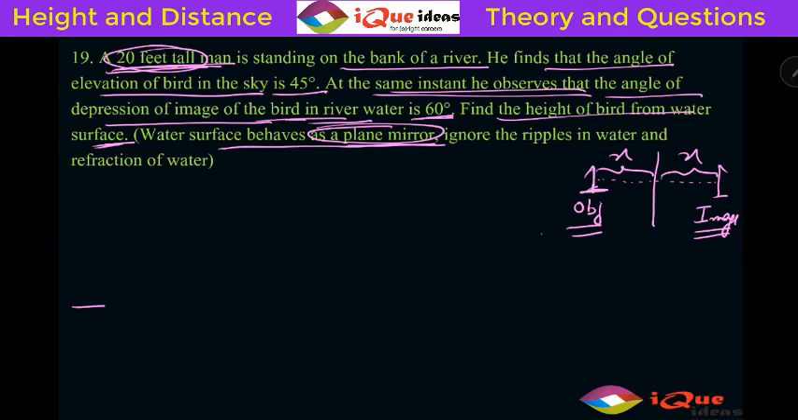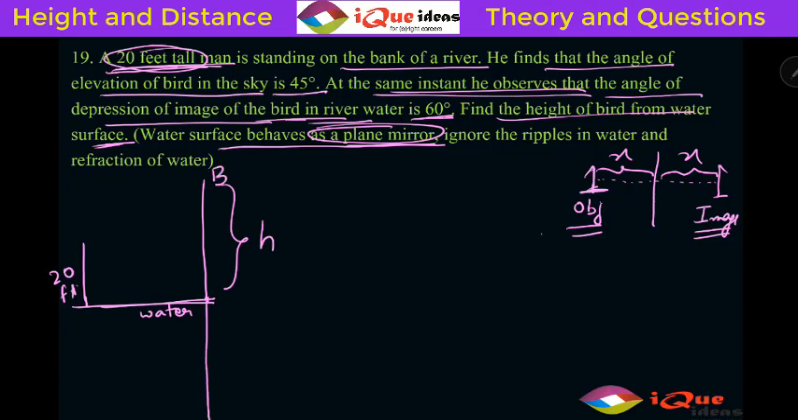Let's see. Say this is the river. The man who is 20 feet tall is standing here, and there is a bird in the sky. This is the water surface. So let's say the height of the bird from water surface is h, right? Let's say B is the bird. Now the image of the bird will be here. Let's say I is the image.